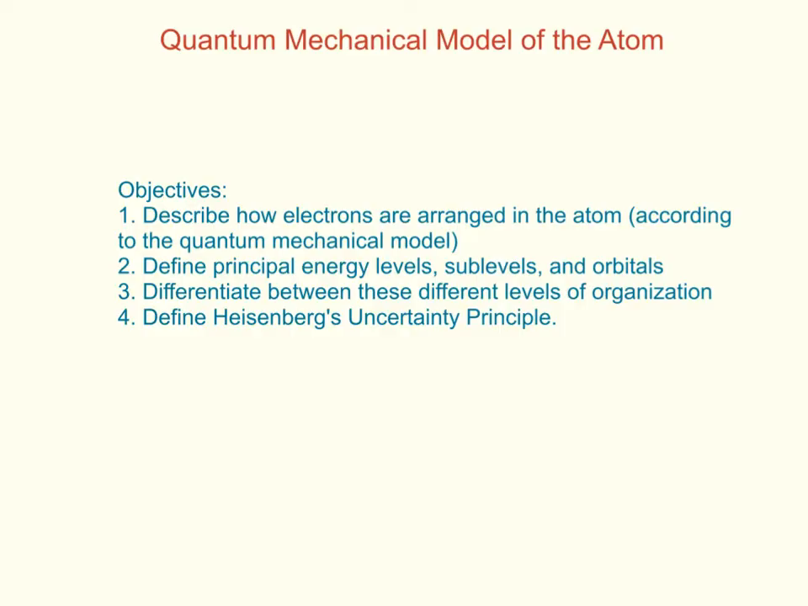So in this video, we'll be looking at the following objectives. We'll describe how electrons are arranged in the atom according to the quantum mechanical model, define principal energy levels, sublevels, and orbitals, differentiate between these different levels of organization, and define Heisenberg's uncertainty principle.